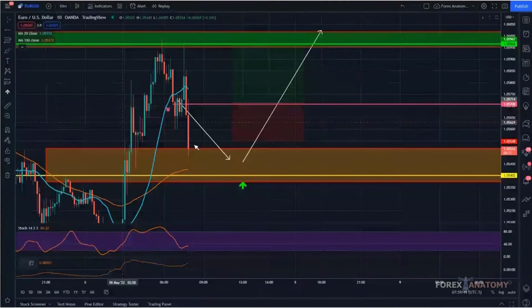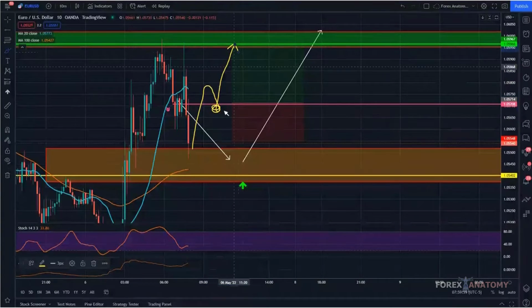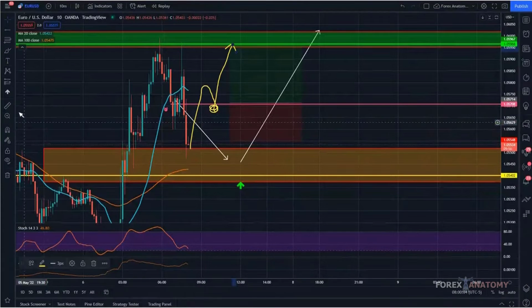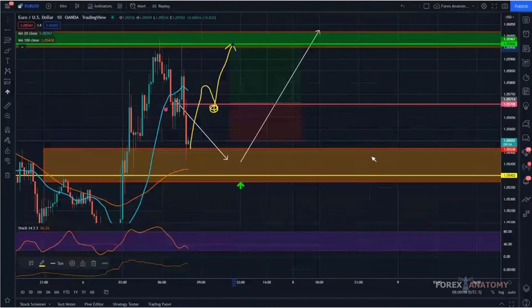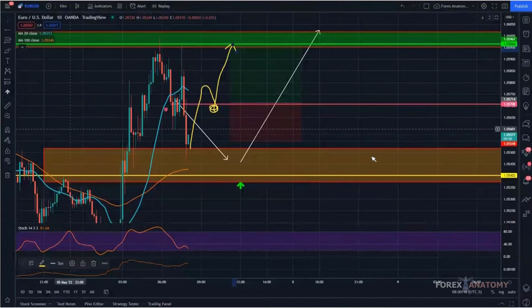So again, if price does break to the upside, come back to retest this area, then we can look for an opportunity to buy and trade this higher. That's something that we'll be looking for right now on the Euro USD. So all right, with that said, I guess we can move forward.